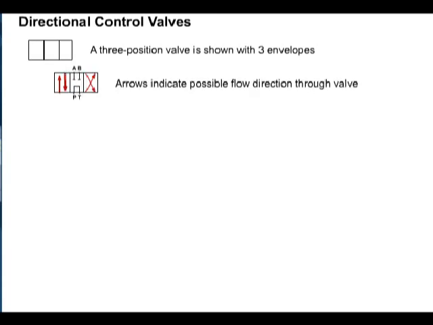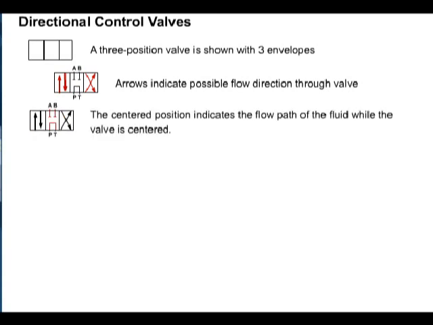Directional control valves. The symbol for a directional control valve has multiple envelopes showing the number of positions the valve may have. A 3-position directional control valve is shown with 3 envelopes. Arrows in each envelope indicate the possible direction of flow while the valve is in that position. The center position in a 3-position directional control valve is designed according to the type of circuit or application. This centered position indicates the flow path of the fluid while the valve is centered.